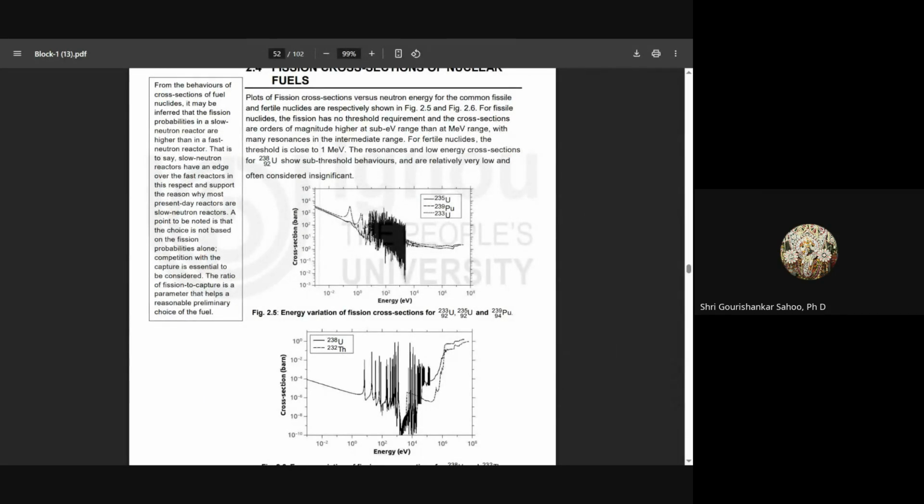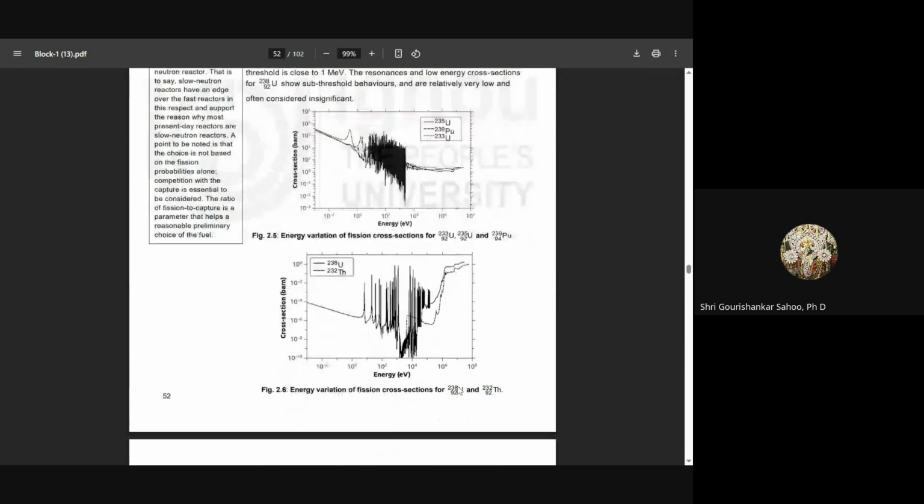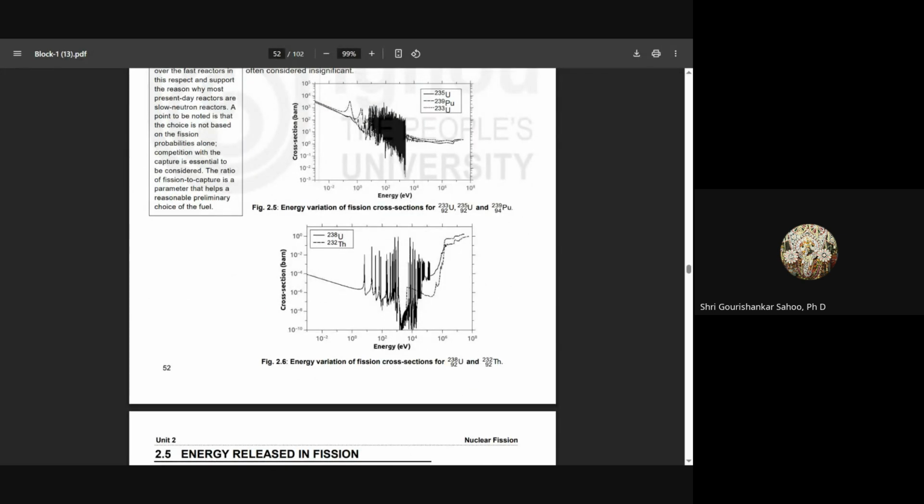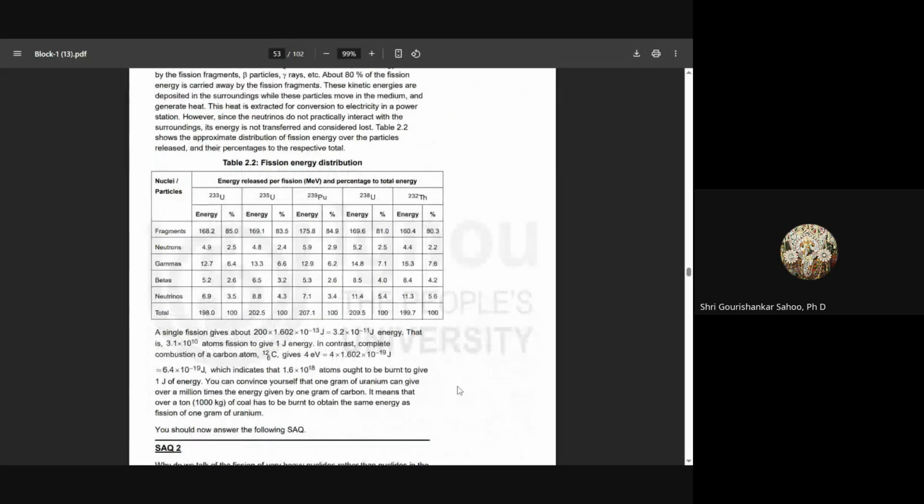Then fission cross section with energy is shown on the screen for uranium-233, 235, 239, and thorium-232. And in tabular form, you can see the fission energy distribution for uranium-233, 235, 239, plutonium, 238 uranium, and 232 thorium.